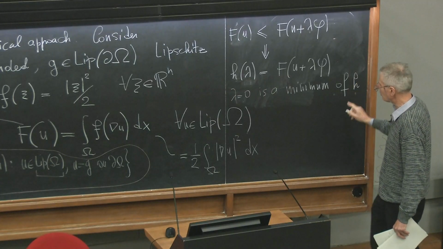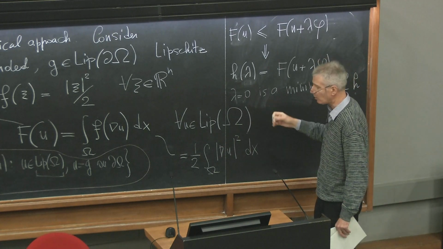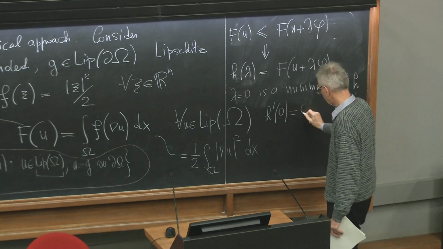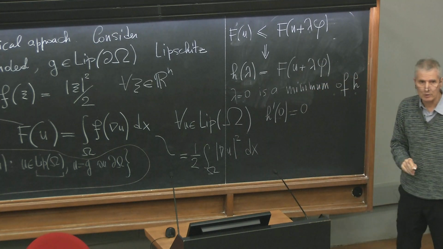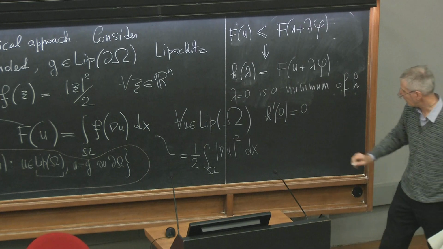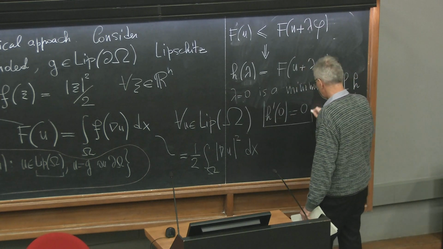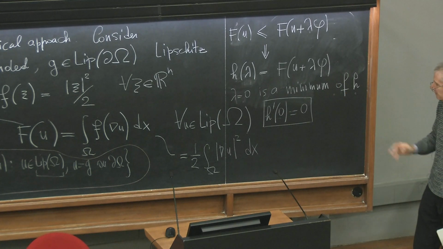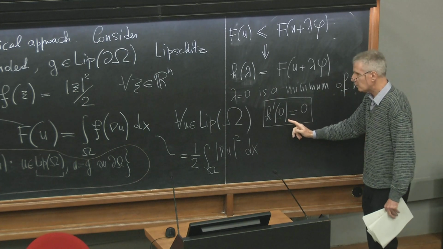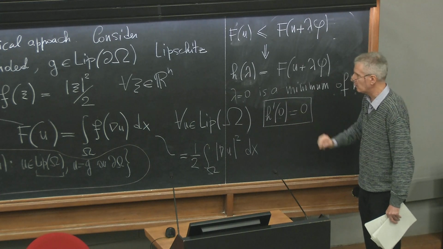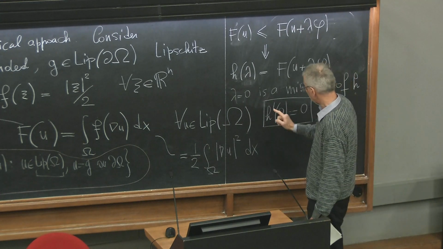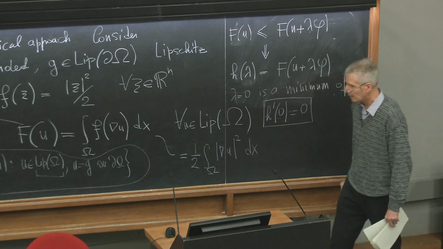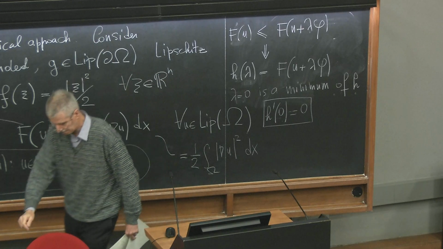And I realize also that h is differentiable, and therefore we have this stationarity condition, because h is smooth enough to be differentiated with respect to lambda. And now we want to specify what this condition means. So we have to differentiate this with respect to lambda. Let's do this computation.